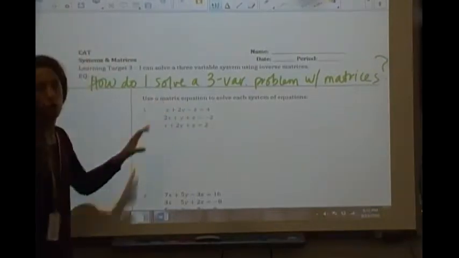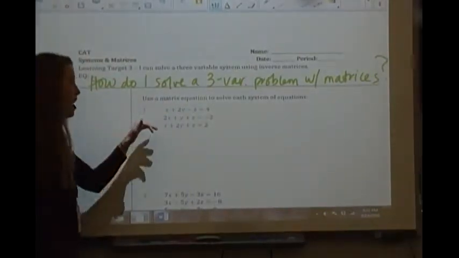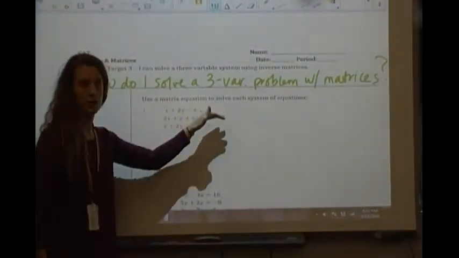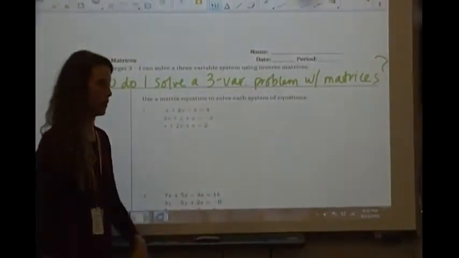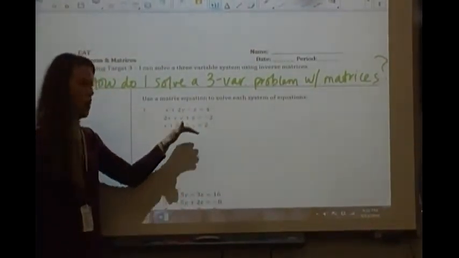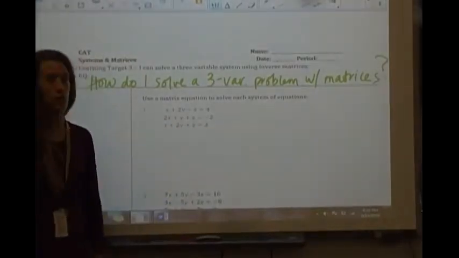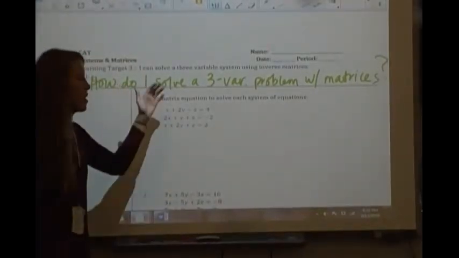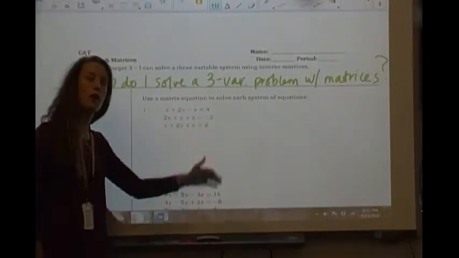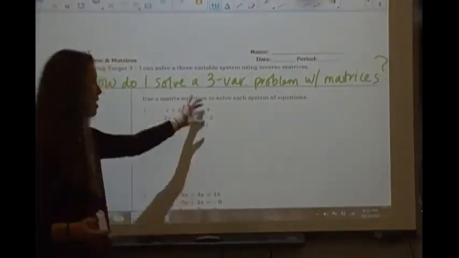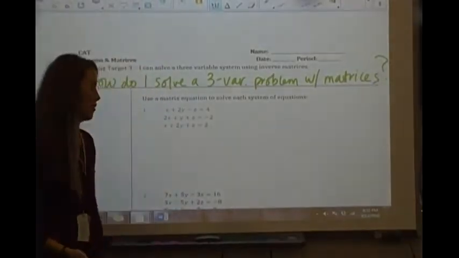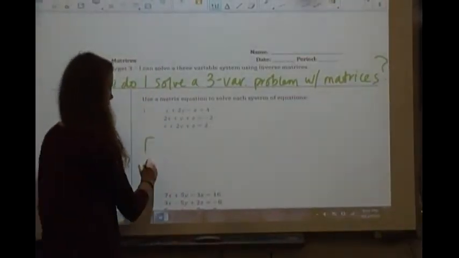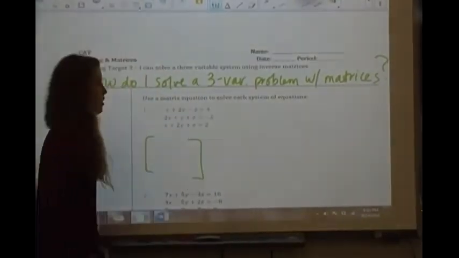So we're starting out with just naked math. We've got x plus 2y minus z equals 4, 2x plus y plus z equals -2, and x plus 2y plus z equals 2. So I have my 3 equations. They're set up with an x column, a y column, and a z column, exactly what we want. We have all of our variables on one side and all of our constants on the other. So all I need to do is pull out those coefficients.